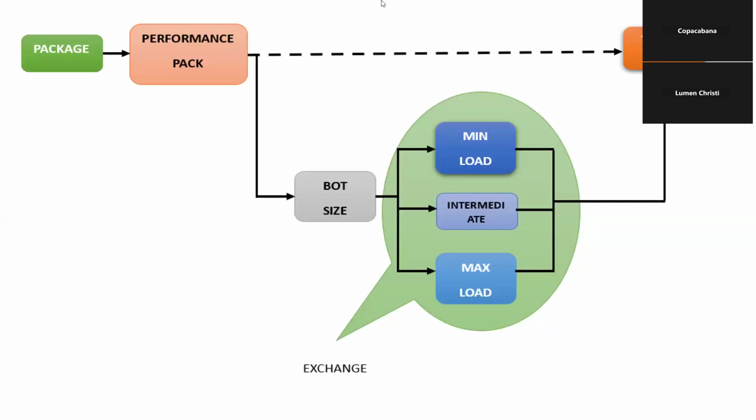So after getting your performance pack, which shows you a mirror of the targeted profit, what you need to do next is to select a bot size. And like I already explained, every bot has a minimum load. Minimum load means the minimum amount you need to load on the exchange, and it also has a maximum amount you can load on the exchange. But you can put anything between the minimum and the maximum on your exchange account.